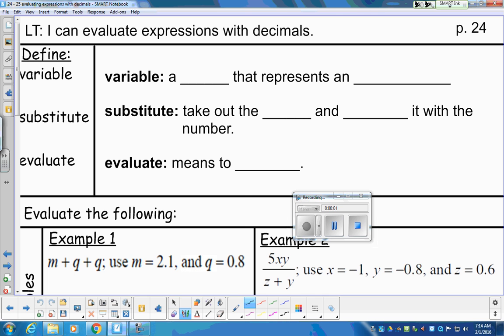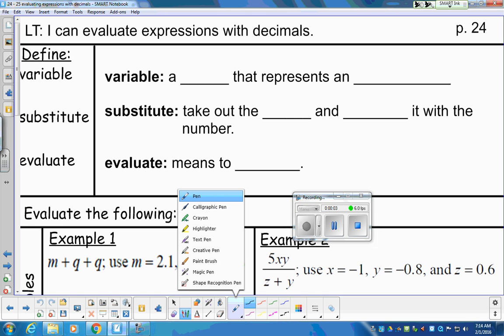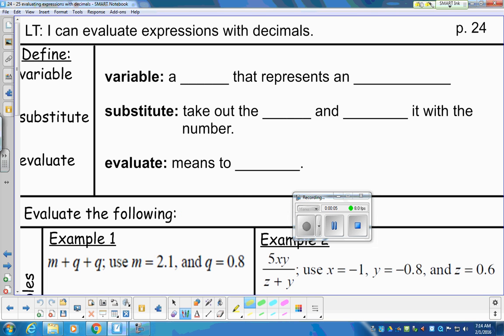Our learning target for today is I can evaluate expressions with decimals. Okay, so we'll be on page 24. You're probably going to need a calculator in today's work. I'm going to use one, so you maybe would want to grab one as well. So if you haven't picked up a calculator, you may want to grab one now.